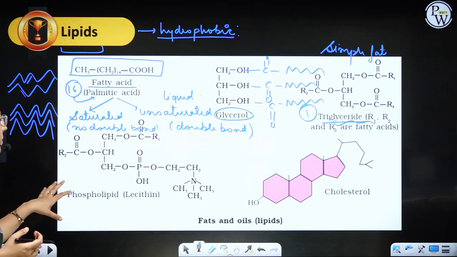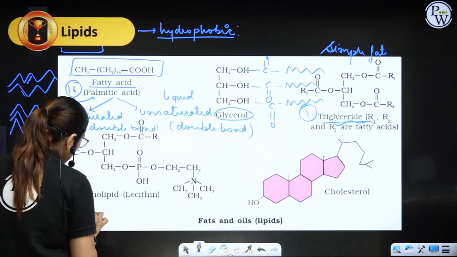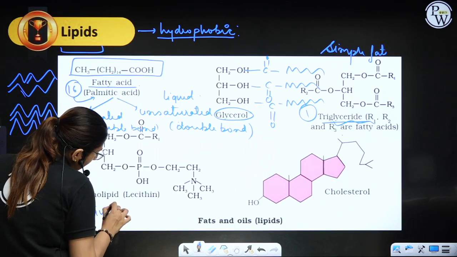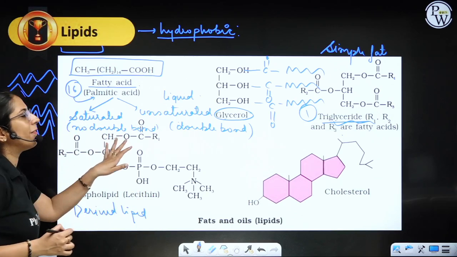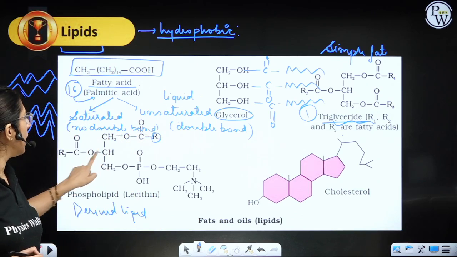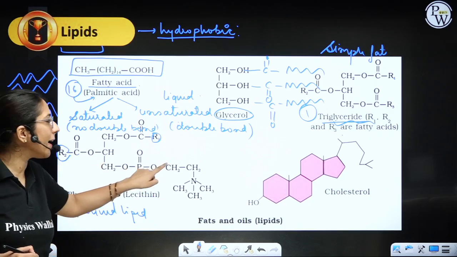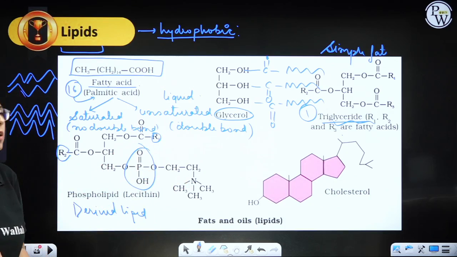Now the second type we have is the phospholipid. Phospholipids, they are the derived lipid. Here, guys, what we have is the glycerol. On this glycerol, we have R1 present, and another R2 is present. At the third position, we have a phosphate group present. Guys, can you see? So this is given the name phospholipid.